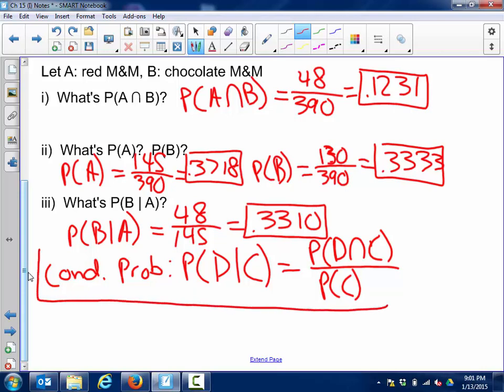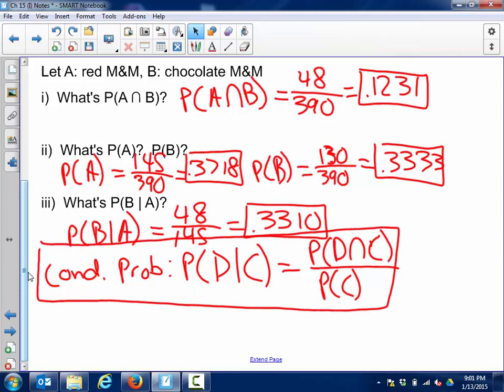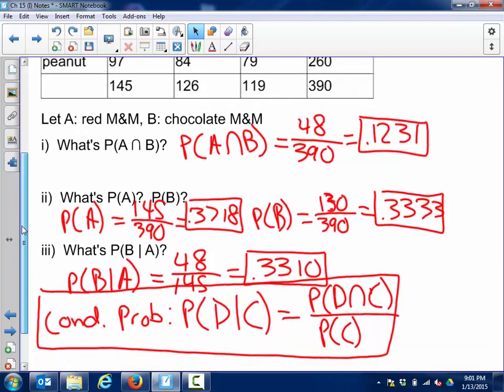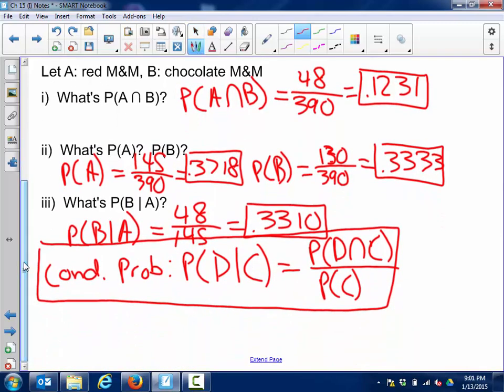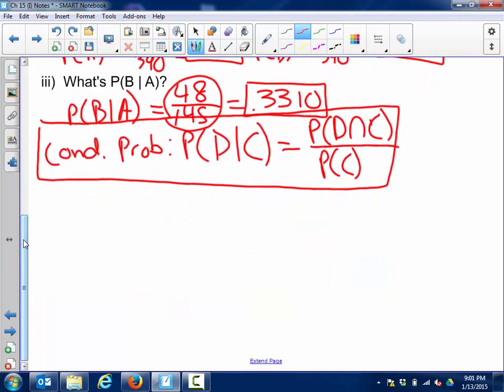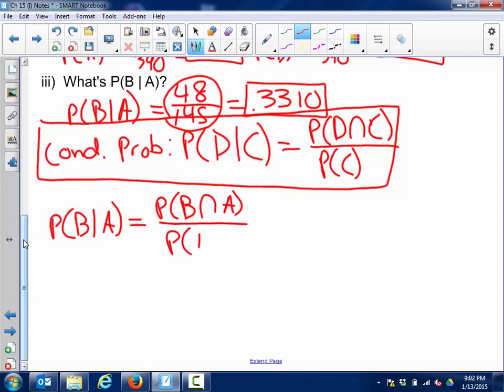Okay? Let's use this idea for the general rule for conditional probability to find this conditional probability above of chocolate given red a slightly different way. So we found it one way, which was to say 48 over 145. Well, using the conditional probability rule, let's again assume B is chocolate, A is red. The probability of B given A is equal to the probability of their intersection, B intersect A, divided by the probability that A has occurred.